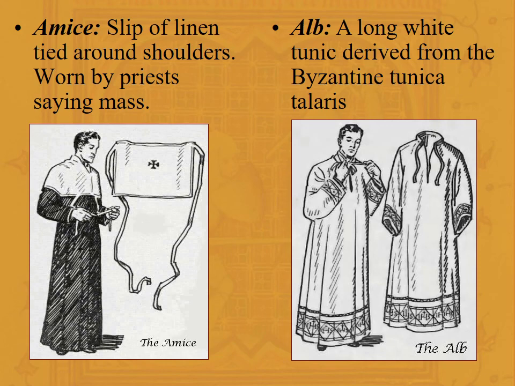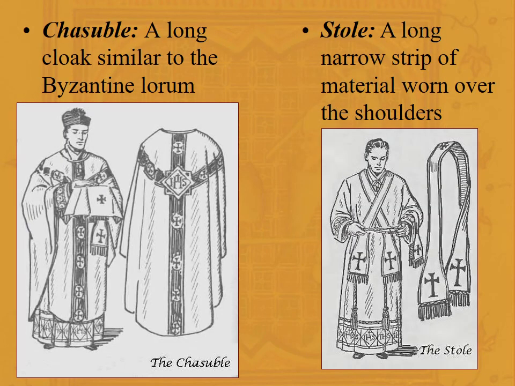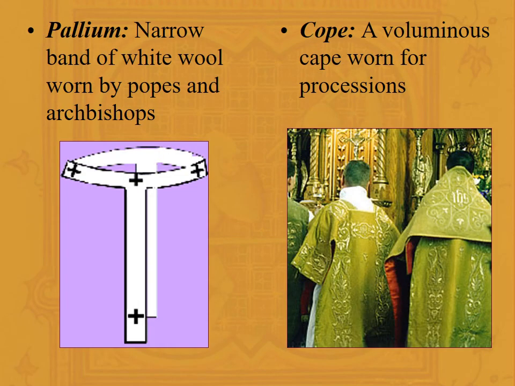Very much seen in Orthodox and Protestant and Catholic. The chasuble, the cloak similar to the Byzantine lorum. The stole, a long narrow strip of material worn around the shoulders, like the pallium of days gone by. And speaking of pallium, a narrow band of white wool that was worn by popes and archbishops, usually over the cope, a voluminous cape worn for procession. So you can start to see we're standardizing at this point.